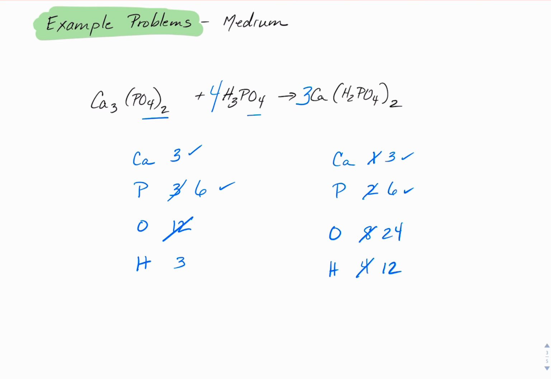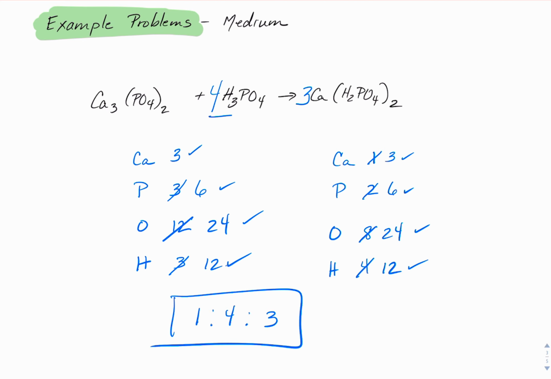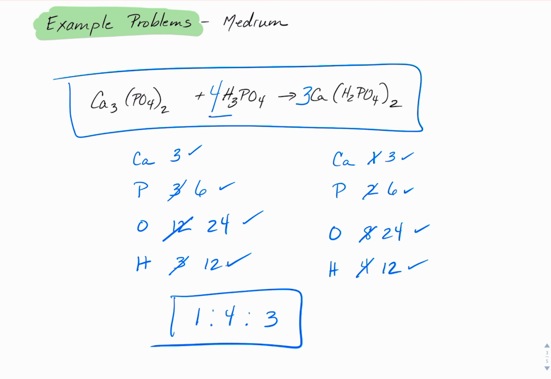16 plus 8 is 24. And so that gives us oxygen is balanced. And now let's look at hydrogen. Hydrogen here is 12 because it's 4 times 3. And then it turns out that we had 12 on the right hand side. So yay, we are now balanced in this substance. It comes at a ratio of 1 to 4 to 3 for this original written chemical equation.